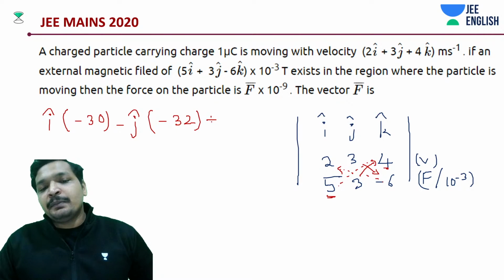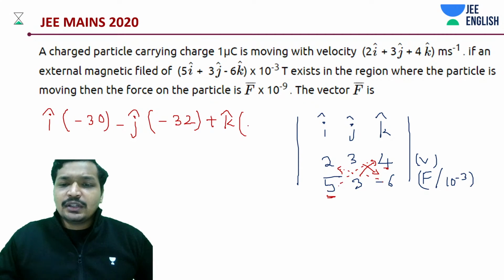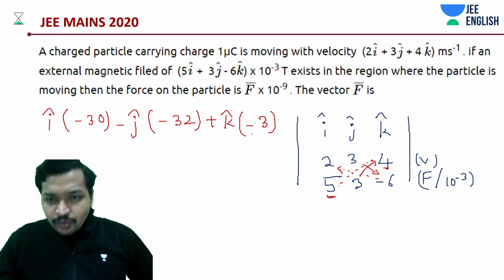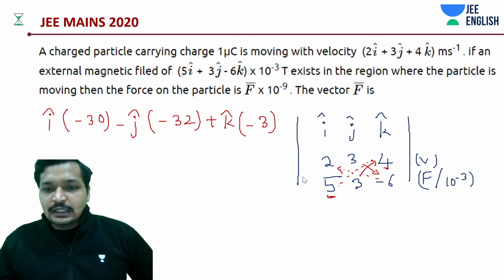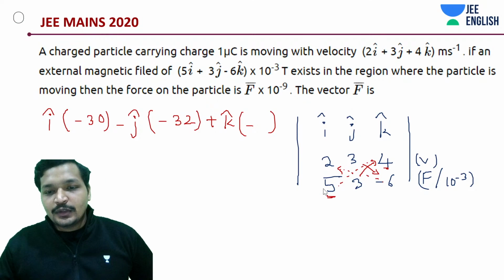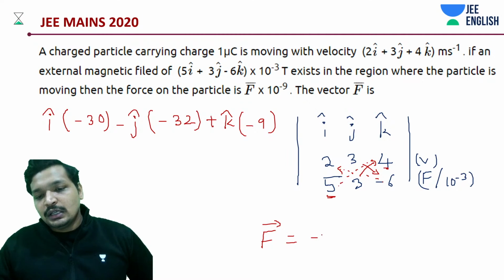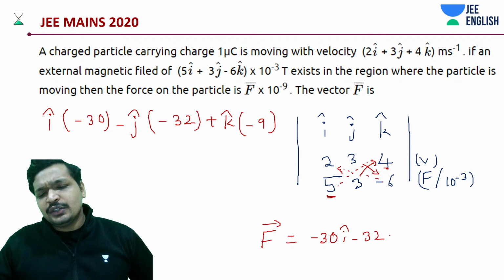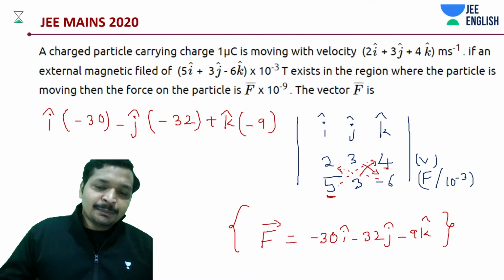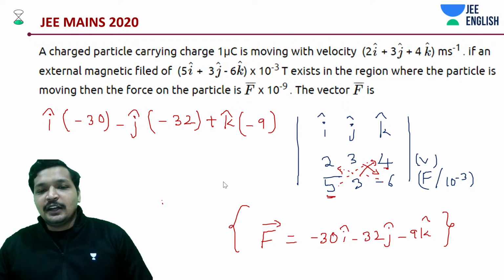And then what do we have? We have plus k. And for k, what do we have, students? 3 into 2, 6, minus 15, minus 3. Correct? No, that's not correct. Just a moment, let me correct this. 3 into 2, 6, minus 15. How much do we have? Minus 9. So our answer should have been this, whatever is the F. So if I just write down the value of the F vector, in this case, how much is that? Minus 30 i cap minus 32 j cap minus 9 k cap. Okay, easy, simple. Of course, this could be one of the best problems in your math. It does not involve much of anything. Easy.